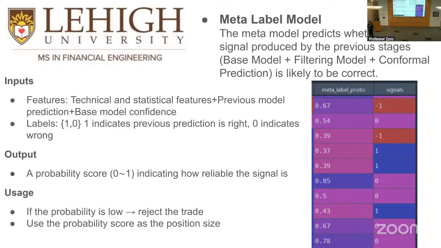With this model, first, we can reject the trade if the probability score is low. And also we can use the probability score as our position size if we want to open a position based on that trading signal.